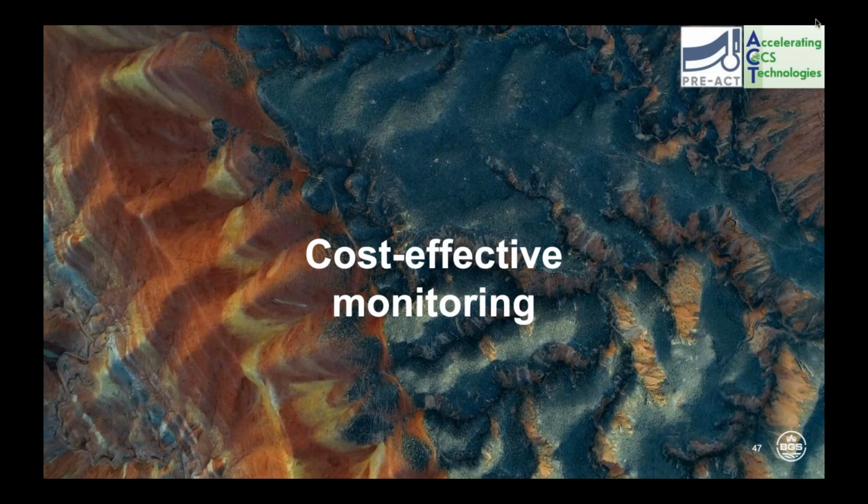So if we move on now and look more specifically at the conformance and cost-effective monitoring strategies that we've worked on, and the full establishment of the PreACT approach that we adopt for the rest of this talk. Next slide, please.